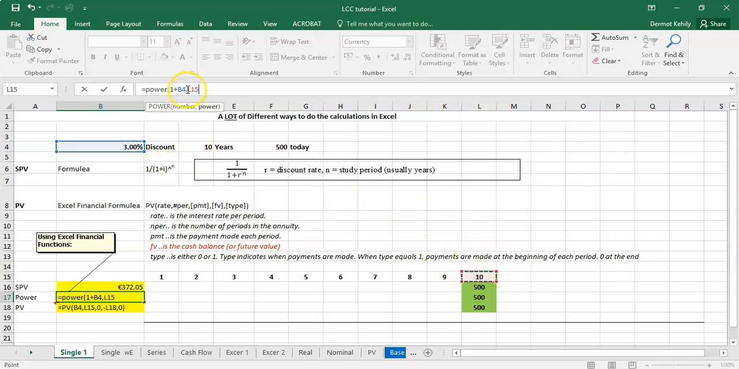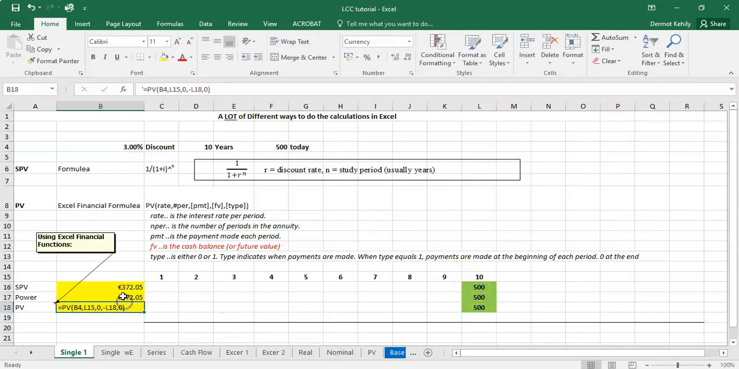Now in this calculation, if you don't put a minus in front of L15, it won't return the correct figure. So I'm just going to put a minus in front of L15 there, so it's minus 10 rather than 10. I'm going to enclose that with brackets, and then I'm going to multiply it by the 500. Now let's hope this works. So there we got that calculation: equals, open brackets, 1 plus B4 to the power of L15, which is 10, close brackets, multiplied by the 500, and there we have the exact same calculation.